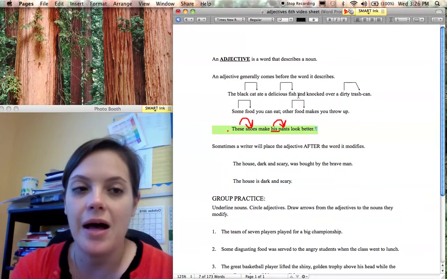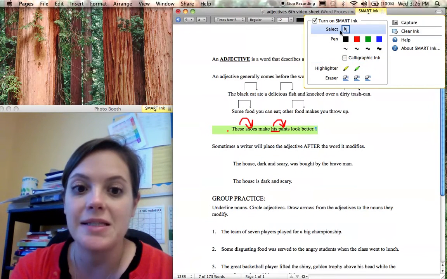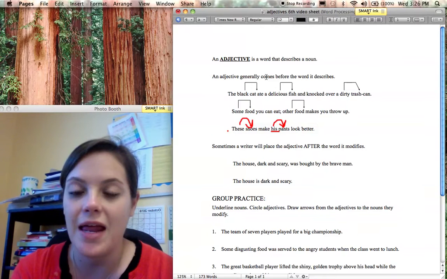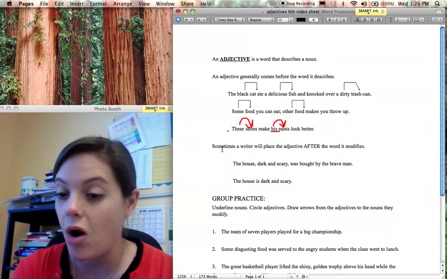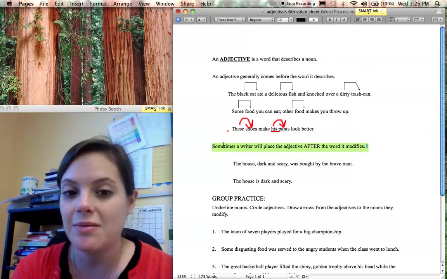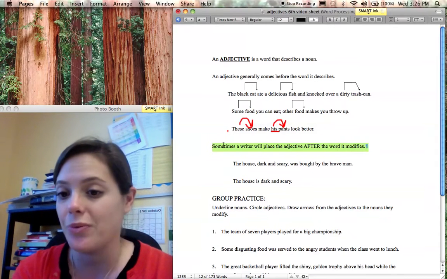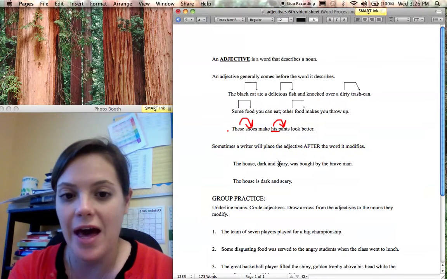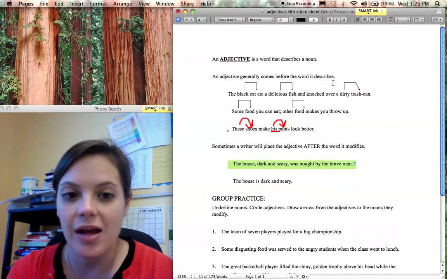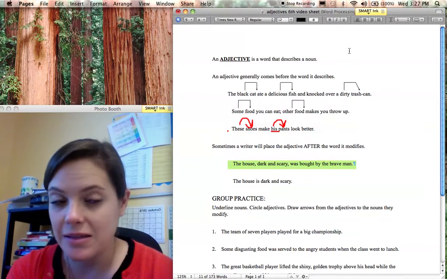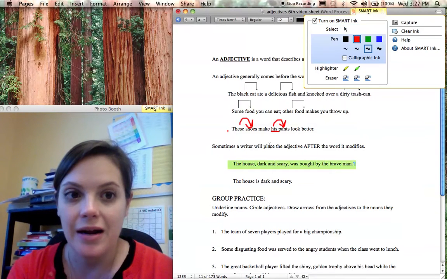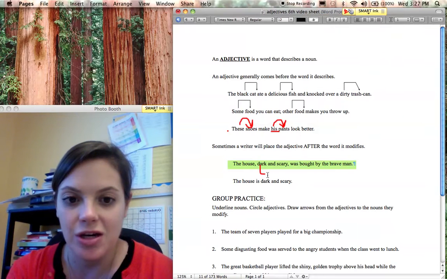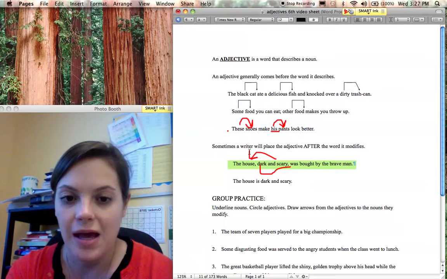Now, I said that we'll usually have an adjective before our noun, but that's not always true. Sometimes the writer will place the adjective after the word it's modifying. So: the house, dark and scary, was bought by a brave man. Here I have my adjectives, dark and scary, which describe the house, and they come afterwards.